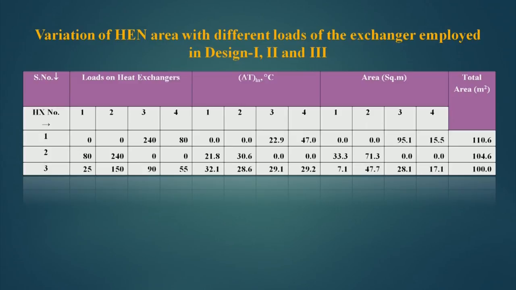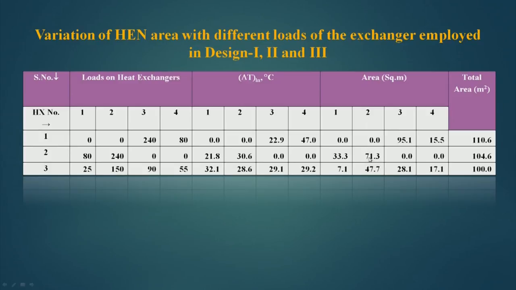So, we expect that this design will give lesser area. When we calculate areas, we find that the 80 kilowatt heat exchanger has 33.3 meter square area, and the 240 kilowatt heat exchanger has 71.3 meter square area. And here if we multiply 71.3 into 3, which is the capacity ratio, whatever figure I get should be 99.9, which is far more than the 71.3.